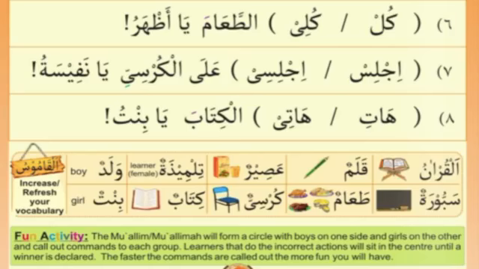So which command verb must we use? Kul or kuli? When we command Azhar to eat. Azhar is a boy or a male. Kul or kuli? Yes, kul. Now we must use the command verb kul. So we say kulit ta'ama. When we join kul with ta'ama, we say kulit ta'ama. Kulit ta'ama ya azharu. O Azhar, eat the food.